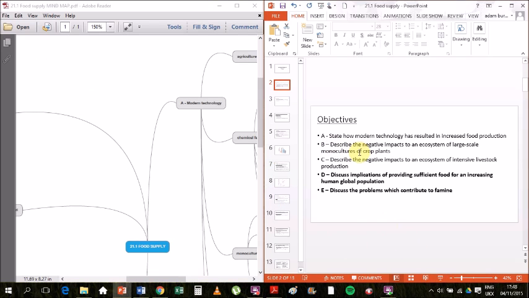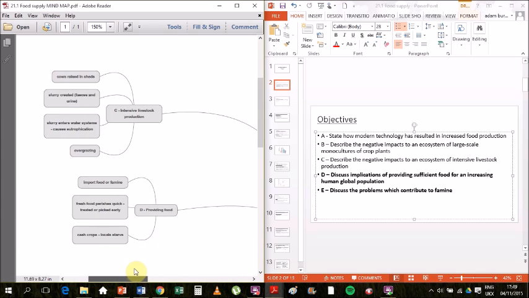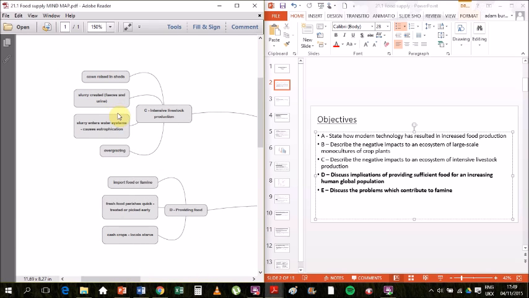Next is to talk about Objective C, and it's the negative impacts on an ecosystem of intensive livestock production. Now, remember the definition for ecosystem, simply put, is all the species, all the populations of species in an area with their biotic and abiotic factors, so all the living and non-living factors. So here is the main points, and it's fairly simple.